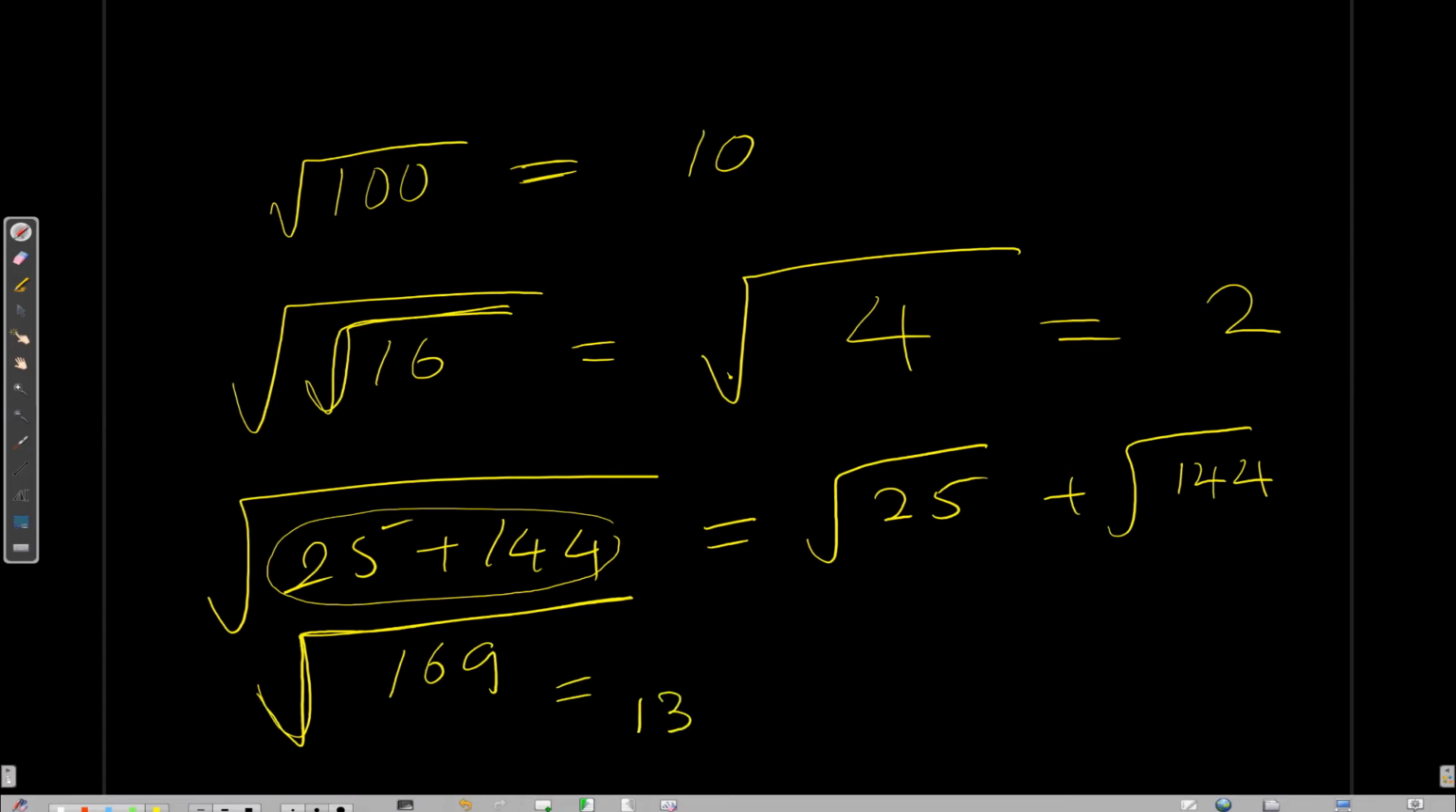Now, if you check, this is 5 and this is 12. When you add it, you get 17. See, this is wrong. You cannot break it like that. Remember that, right?